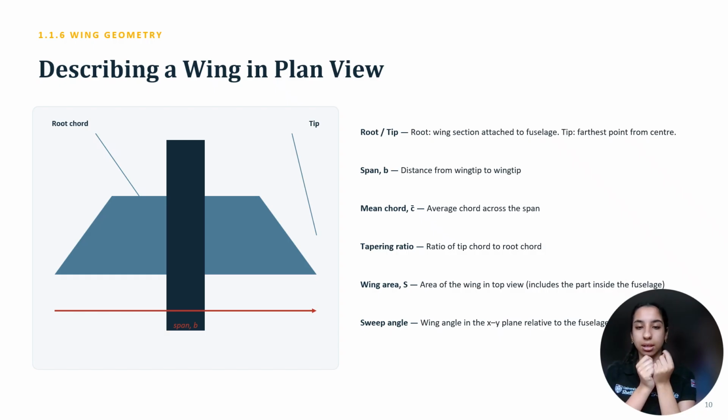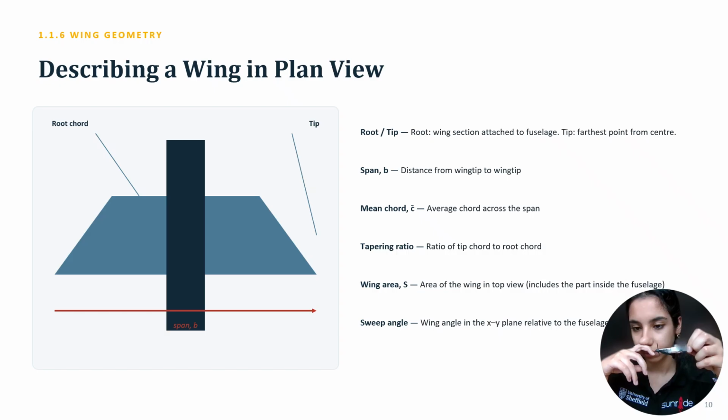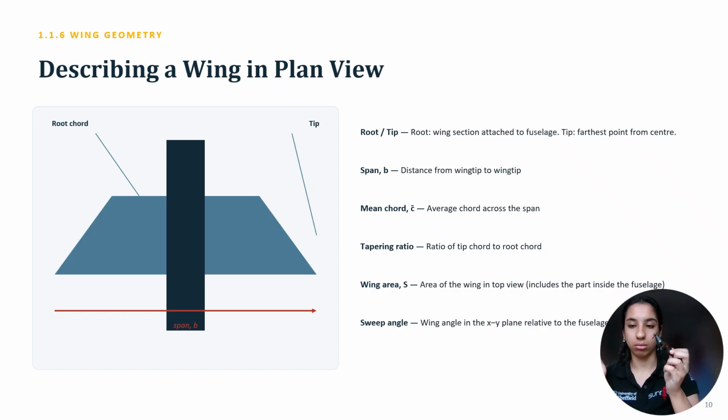Now we also have wing area, which is the area of the wing in top view, as you can see. Then we get the sweep angle, the wing angle in the XY plane relative to the fuselage. We call it the sweep angle. Let me make you think about this. If you have the fuselage here, you have X here, Y here. Sometimes it could increase, sometimes it could decrease. It depends on how the pitch is.